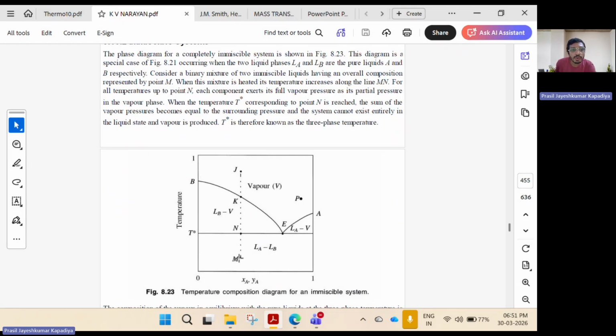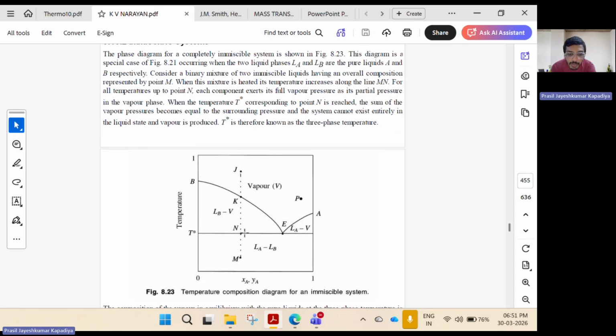So what is going to happen when I increase the temperature? When this mixture is heated, its temperature increases along the line MN. For all the temperatures up to point N, each component exerts its full vapor pressure as its partial pressure in the vapor phase, correct? When temperature T star corresponding to point N is reached, the sum of the vapor pressures becomes equal to the surrounding pressure, and the system cannot exist entirely in liquid phase, and that's why vapor is getting produced.